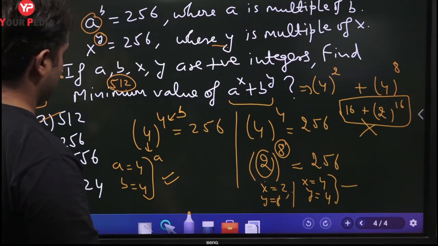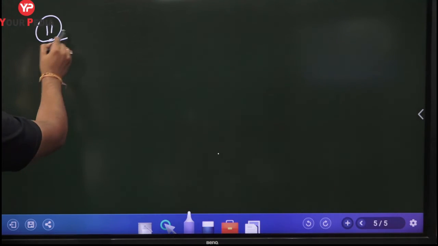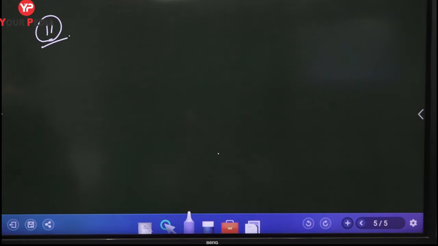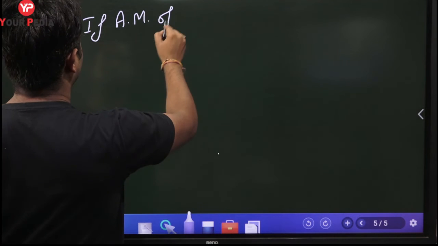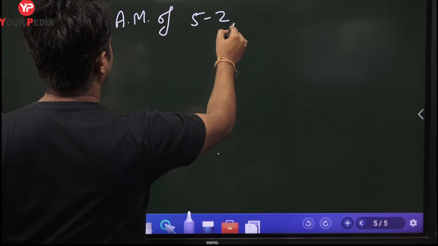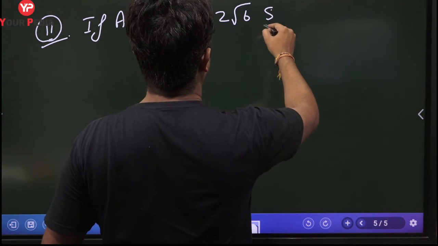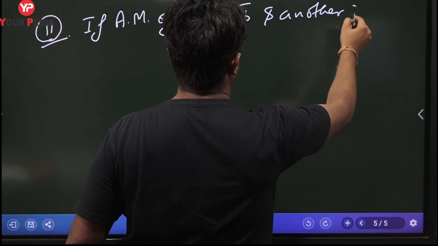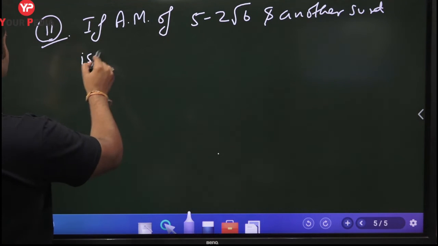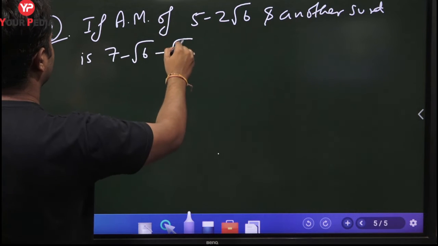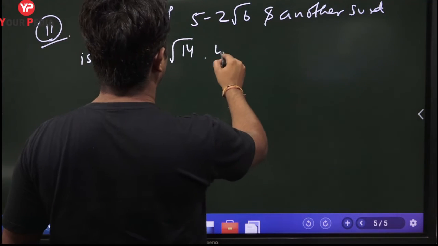Okay, so let's do now. If the arithmetic mean of 5 minus 2 root 6 and another surd is 7 minus root 6 minus root 14, what is the square root of the other surd? AM stands for arithmetic mean.